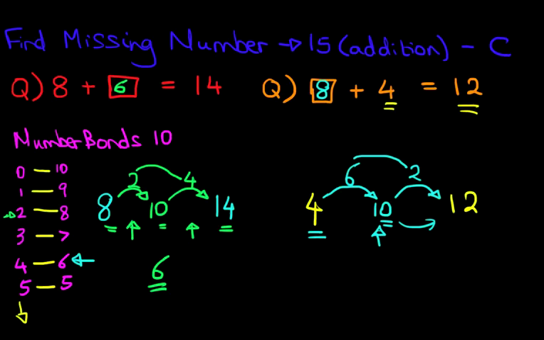And like I said, we're using small numbers here, so you can just simply count. But once you get the hang of how to use the number bonds, you'll be able to do mental arithmetic of much larger numbers.